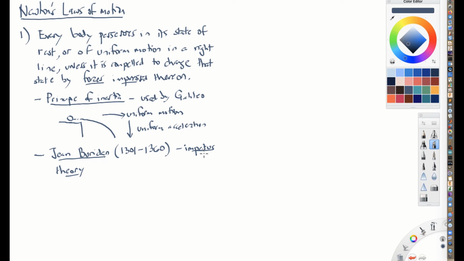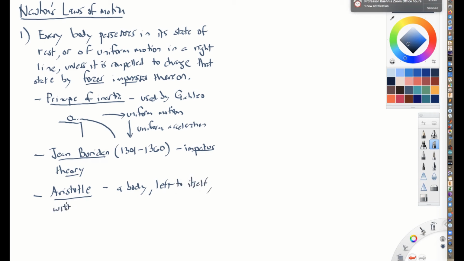Okay, let me say one other historical note here. So I've been talking about Galileo, Jean Buridan, and also let me mention Aristotle here by way of contrast. So Aristotle did not believe in inertia in the same way that Newton did. What he believed in his physics is that a body left to itself will seek its natural place.